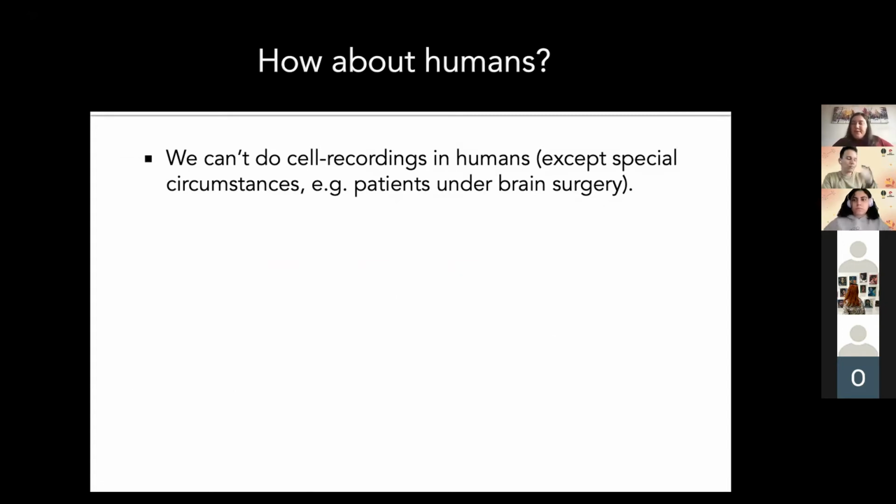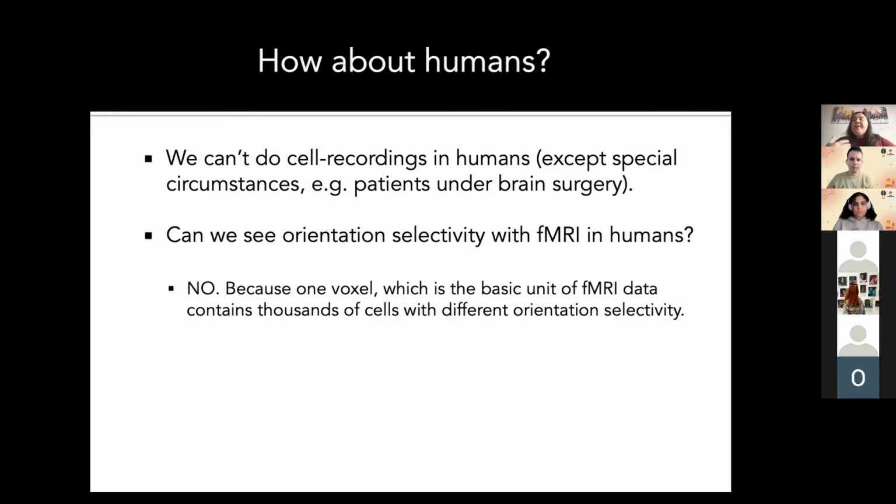But in humans, we didn't have any information about that. We didn't know whether the human primary visual cortex has orientation selectivity, because we usually can't do cell recordings in humans except in special circumstances, for example, patients undergoing brain surgery. And then the question is, can we find a way to test whether human primary visual cortex is orientation selective? And can we do this with fMRI?